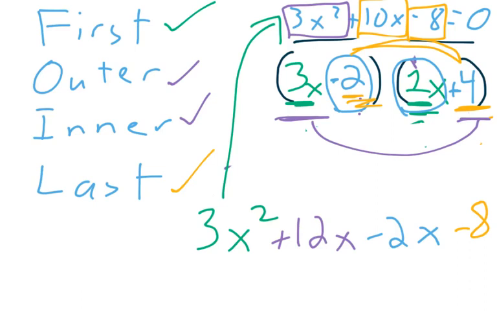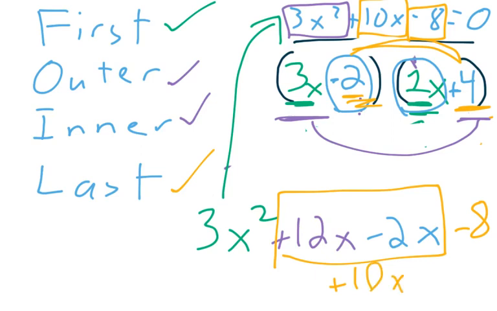So I end up with a 3x squared like I'm supposed to at the beginning. I end up with a negative 8 like I'm supposed to at the end. But look at these two numbers in the middle. I have a positive 12x and a negative 2x. Those have the same letters, so I'm going to combine them. So basically I'm adding positive 12 and negative 2, and when I do that, what do I get? I get positive 10x. And then I'm going to bring everything else down.